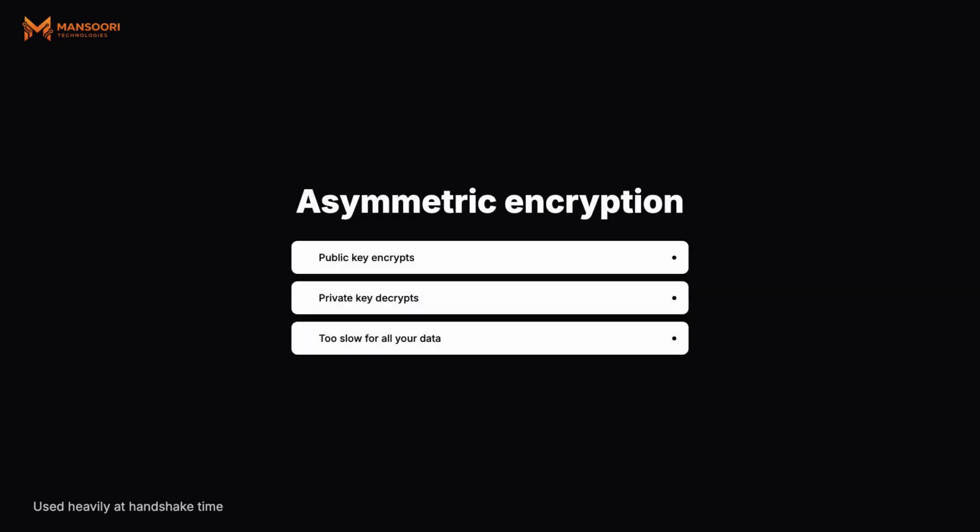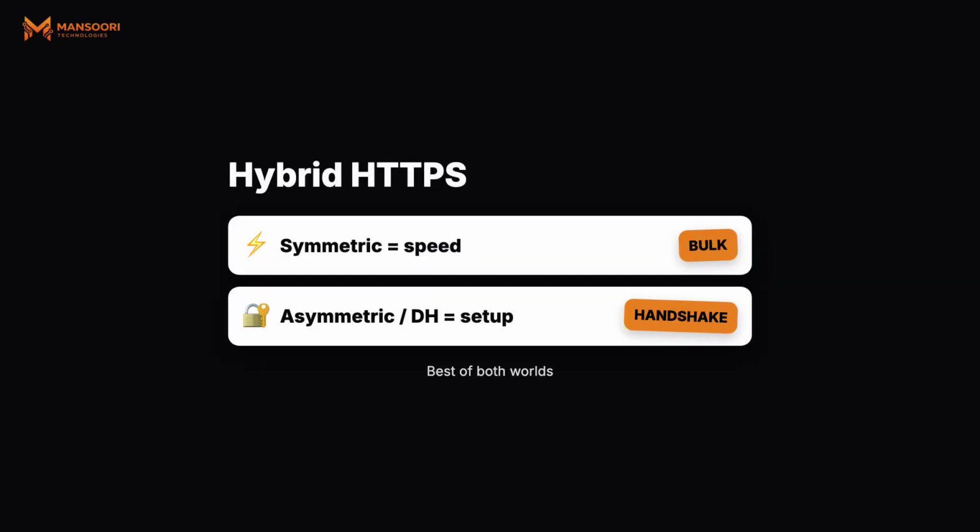Asymmetric encryption, like RSA in older setups, uses a public key and a private key. Anyone can encrypt with the public key, only the owner decrypts with the private key. It is much slower, so the web typically uses it only to bootstrap the session, not to encrypt every page forever. Put it together, and you get a hybrid design: asymmetric style key agreement plus symmetric bulk encryption. That is the practical balance browsers and servers use every day.